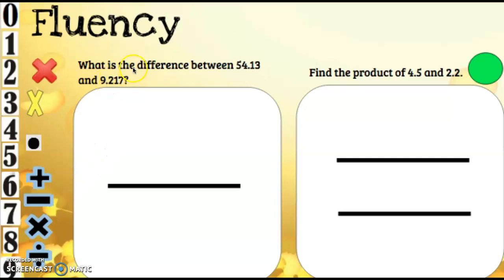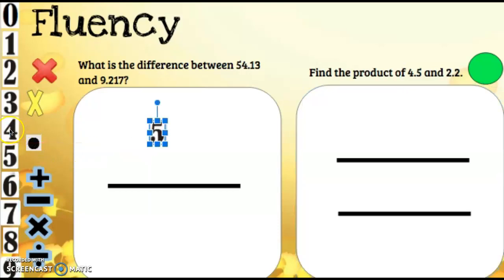Okay, so you have to find what is the difference between 54 and 13 hundredths and 9 and 217 thousandths. So we know that the word difference means to subtract. So we're going to sit here and subtract. Okay, so we're going to put 54 first.